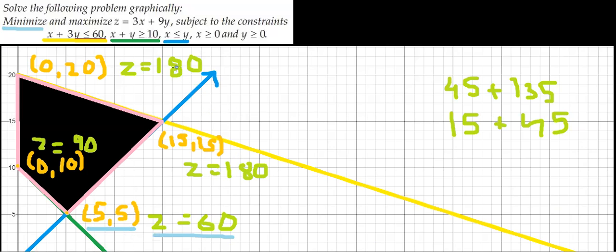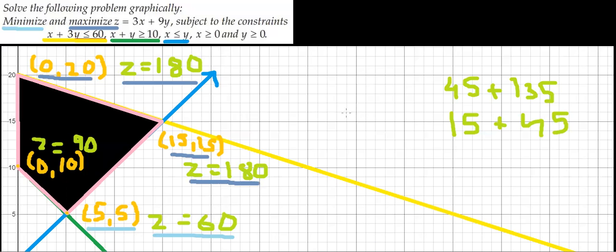And we know from the theory of linear programming problems that if the optimum value is achieved at 2 different points, then it will be achieved at all the points between those 2 points. So in fact, I can say that the maximum value is achieved at all the points between 0 comma 20 and 15 comma 15, and all of those will evaluate to 180.